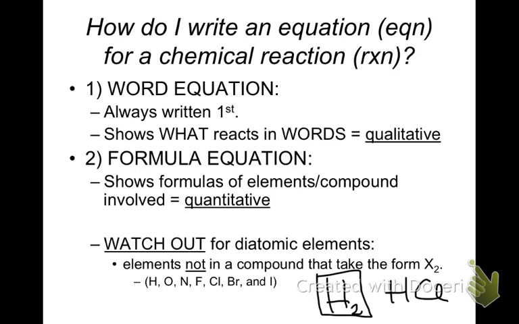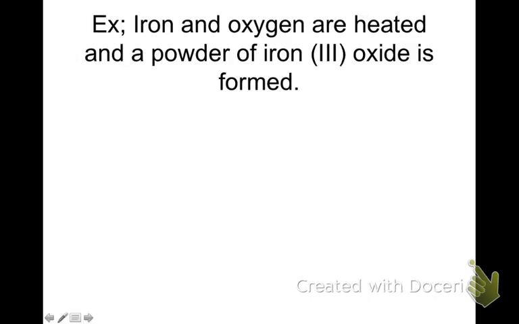Okay, so let's do some word equations and formula equations. This is going to be fun. Here is the chemical reaction. We put iron and oxygen and we heat them and we make a powder of iron 3 oxide. I think you guys can tell that we're not going to want to write out an entire sentence about a chemical reaction every time we want to describe it. So instead what we're going to do is write a word equation.